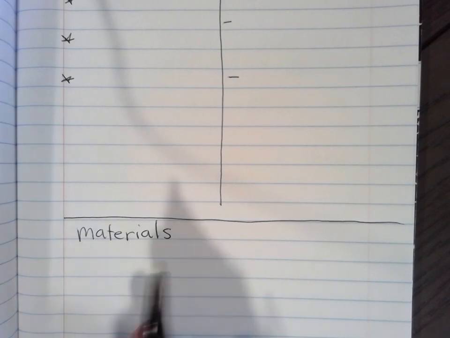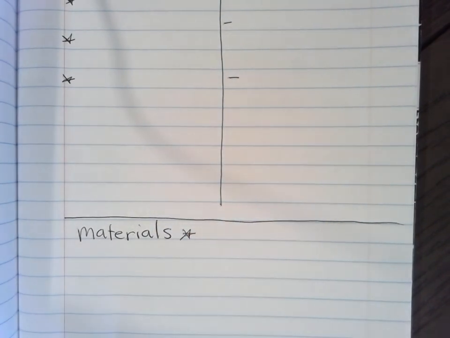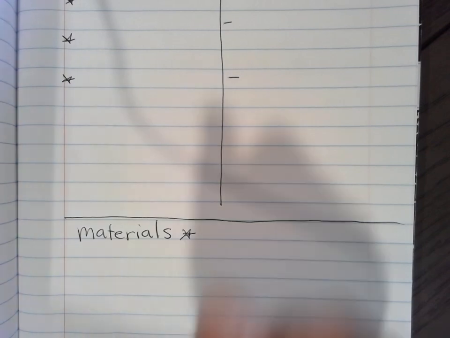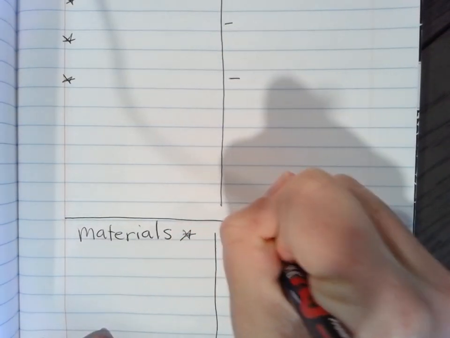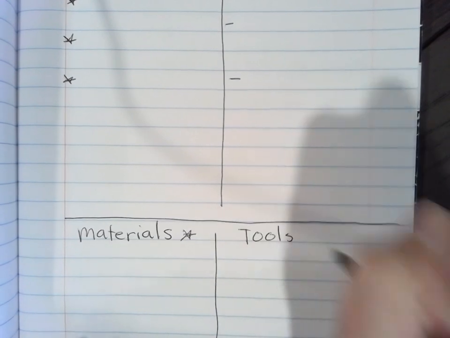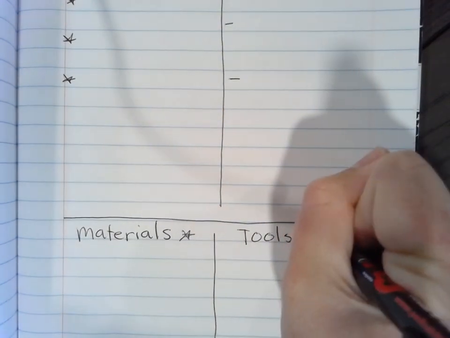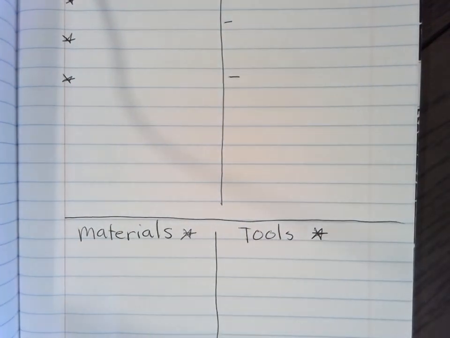And so you really want to plan out what kind of materials you're going to use and make a list of those. And then also make a list of the tools. This could be scissors or tape, what you have that you know you can start building and putting things together.